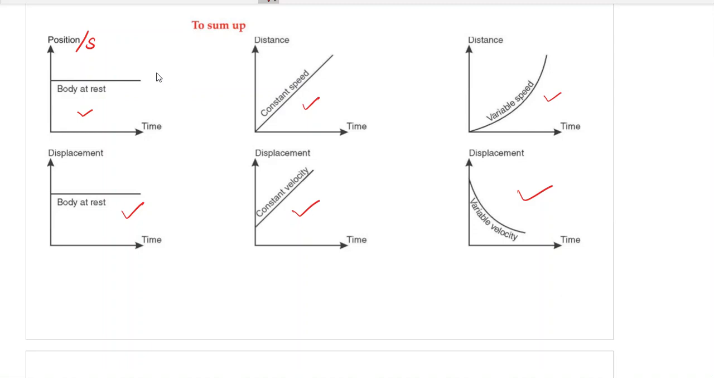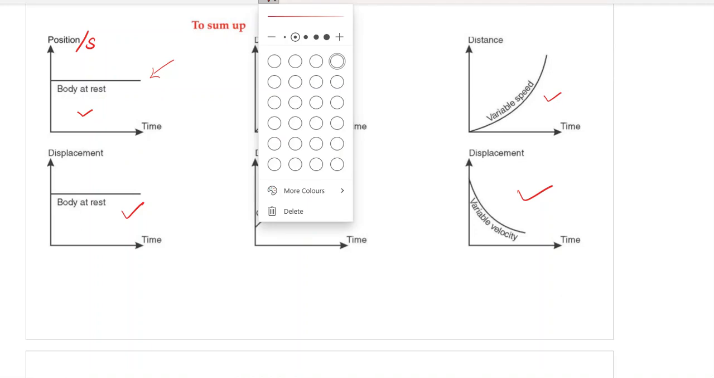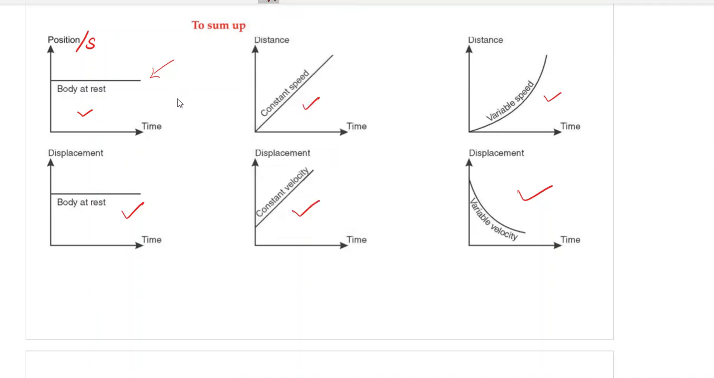The first graph over here is about a body which is at rest, because on the y-axis there is displacement or distance, on the x-axis there is time. The displacement is constant with respect to time. Time is increasing, displacement is not changing, so the body is at rest.